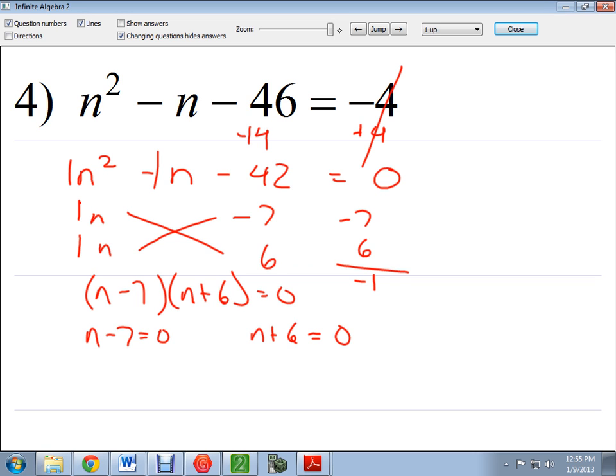This will give me two answers. How do I solve the first equation? Add 7, giving me n is equal to 7. The second equation, when I subtract 6, n is equal to negative 6. And those would be my two solutions.